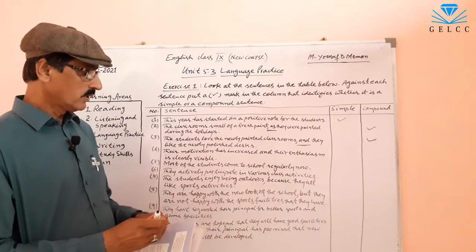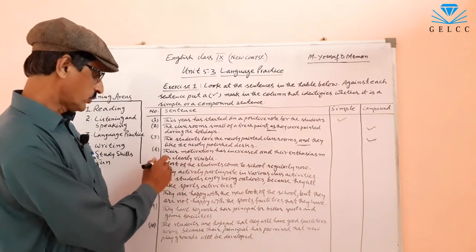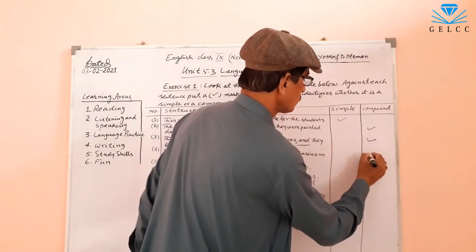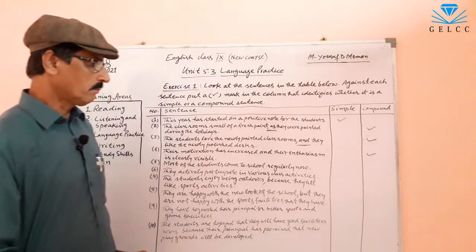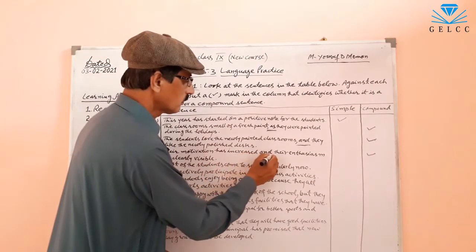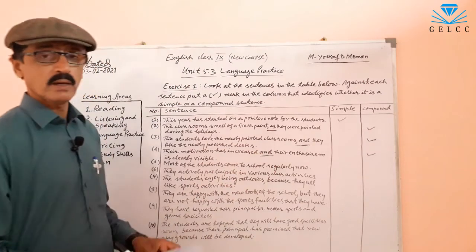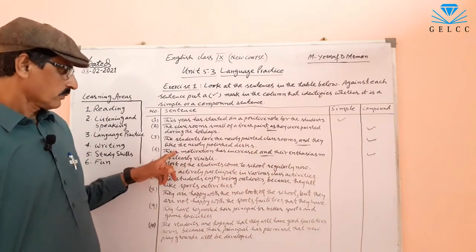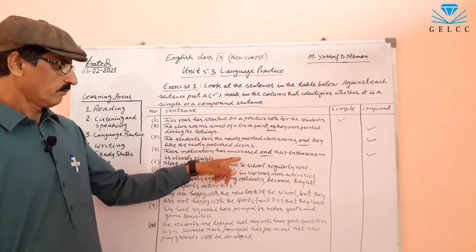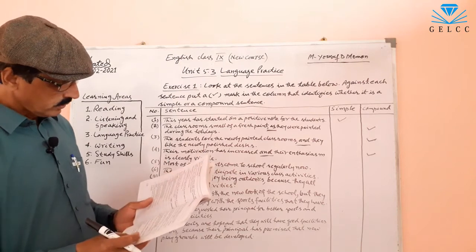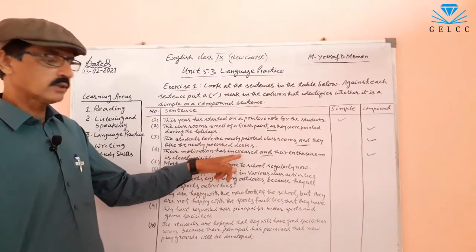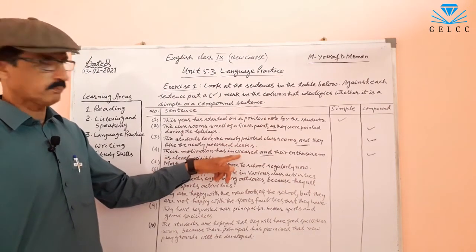Their motivation has increased, and their enthusiasm is clearly visible. It is also a compound sentence. How is it a compound sentence? Because there are two sentences which are joined by the conjunction and. Their motivation has increased. It is one sentence. Their motivation has increased. There is a subject. Motivation has increased is the predicate. So it is a simple sentence.